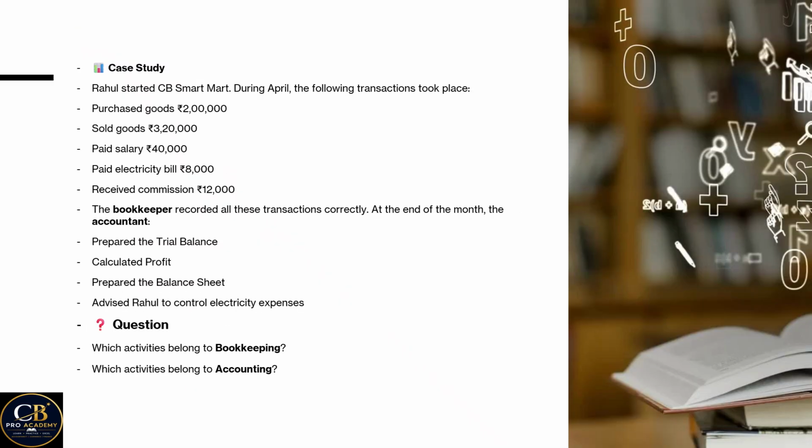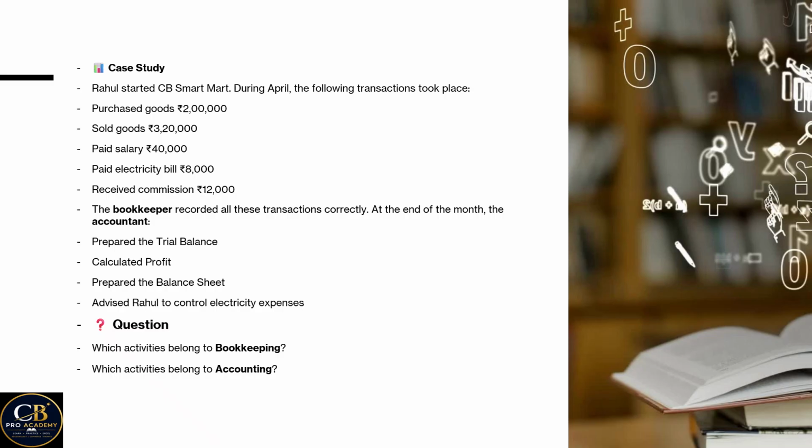let's take one case study. Rahul started CB Smart Mart. During April, the following transactions took place. Purchase goods worth rupees 2 lakh. Sold goods worth rupees 3 lakh 20,000. Paid salary 40,000. Paid electricity bill 8,000. Received commission 12,000. The bookkeeper recorded all these transactions correctly.